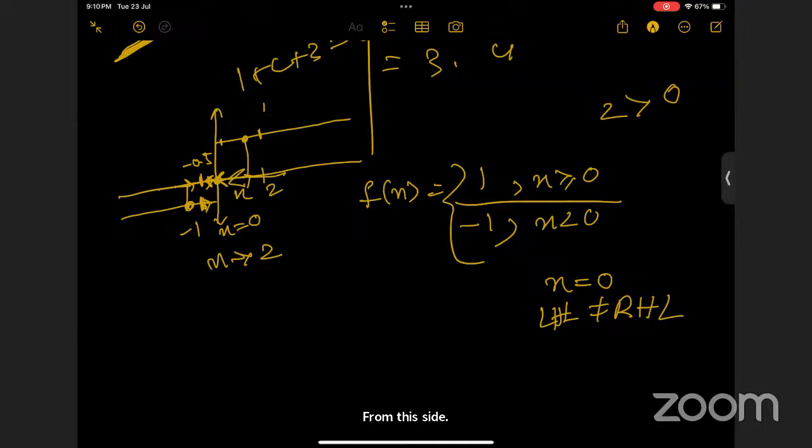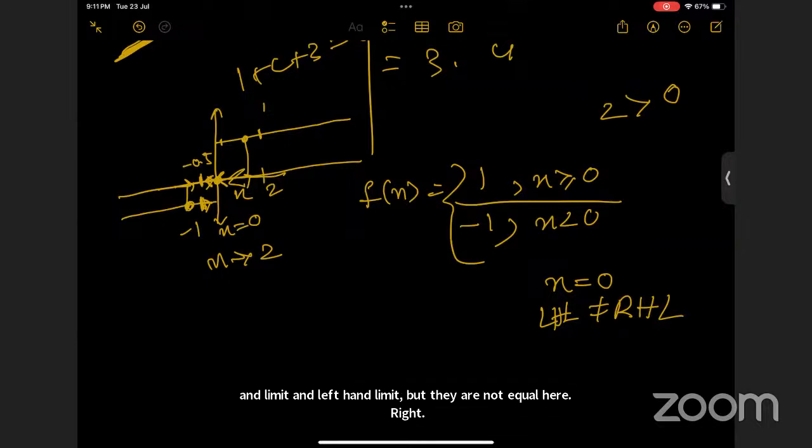Yeah, plus 1. So the next answer is correct. And after this is the wrong answer, right? The fifth option is wrong. And the sixth is again wrong, right? Because they have told limit x tends to 0 plus f(x) doesn't exist, but it exists. Right-hand limit and left-hand limit both exist, but they are not equal here, right? So this option is again wrong.